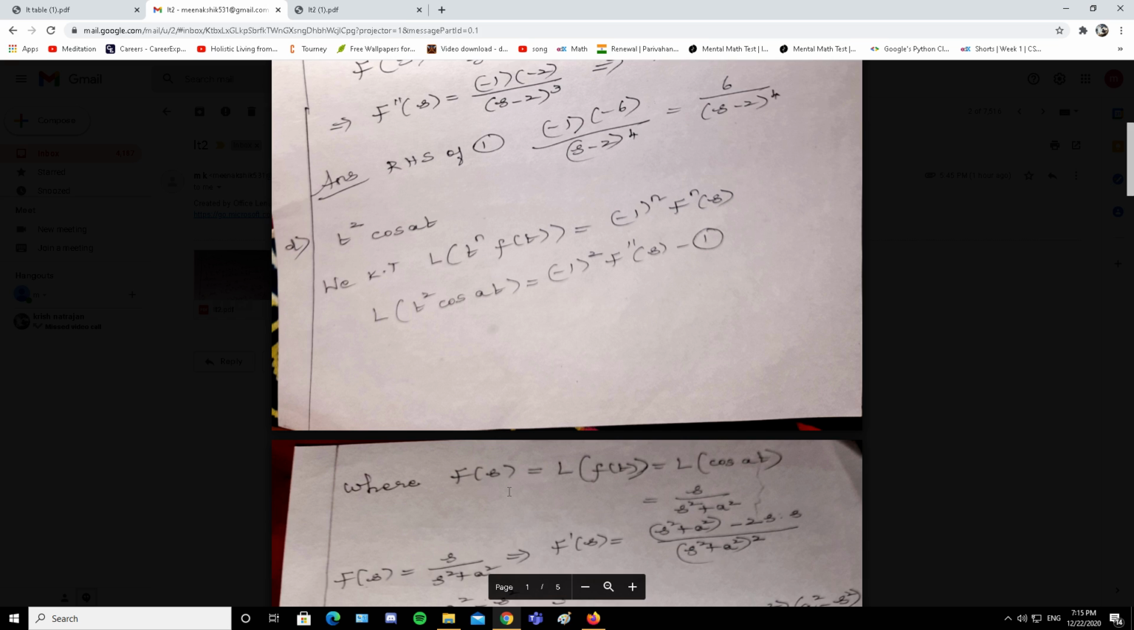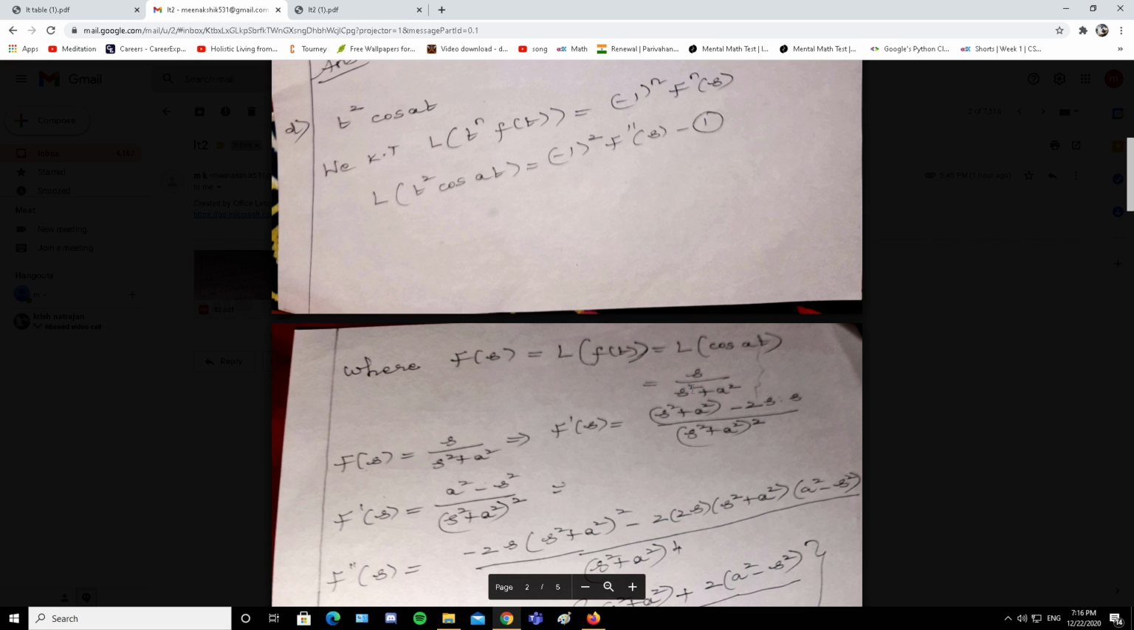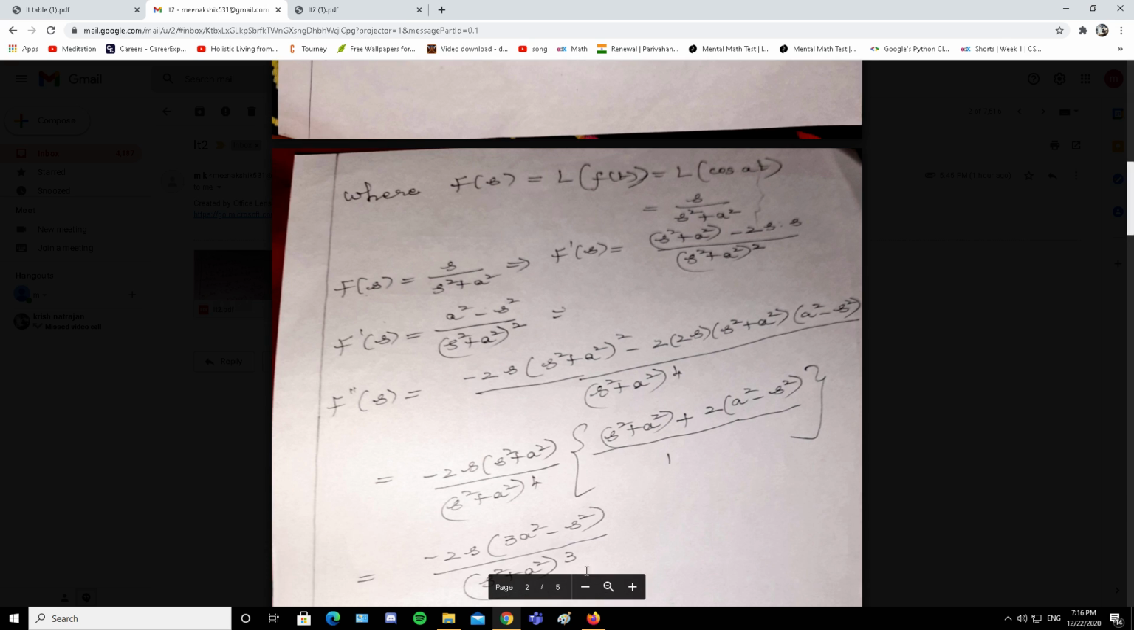So what is f of s? L of f of t. And what is f of t? Cos a t. L of cos a t. What is Laplace of cos a t? s by s square plus a square. F of s is s by s square plus a square. Now find the first two derivatives. F dash of s, the first derivative, by the quotient rule you will get a square minus s square by s square plus a square the whole square. And the second derivative, again by the quotient rule, you will get this expression.